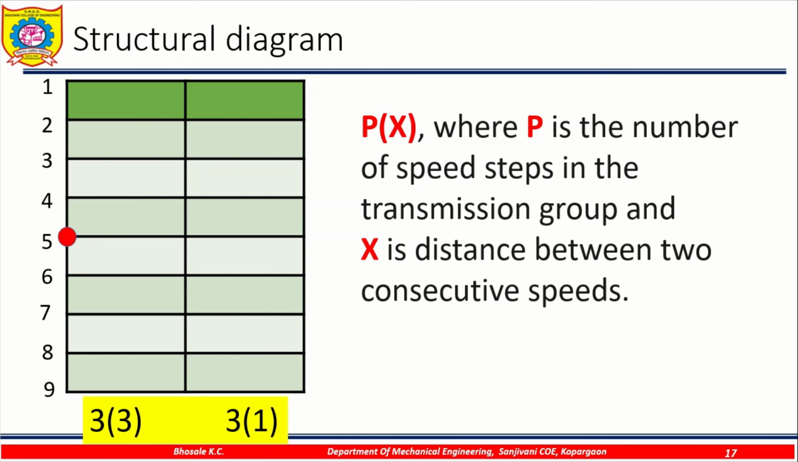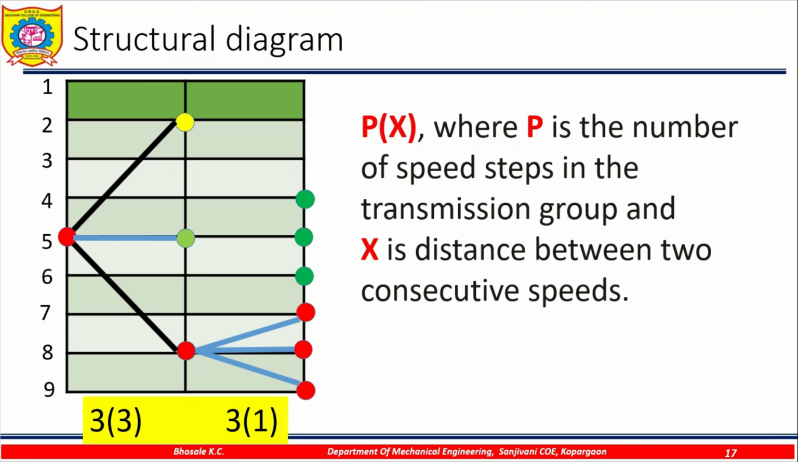For the second case 3 into 3, there are 3 nodes with a gap of 3, and then in the second stage there are 3 nodes with a gap of 1. So likewise complete the structural diagram.